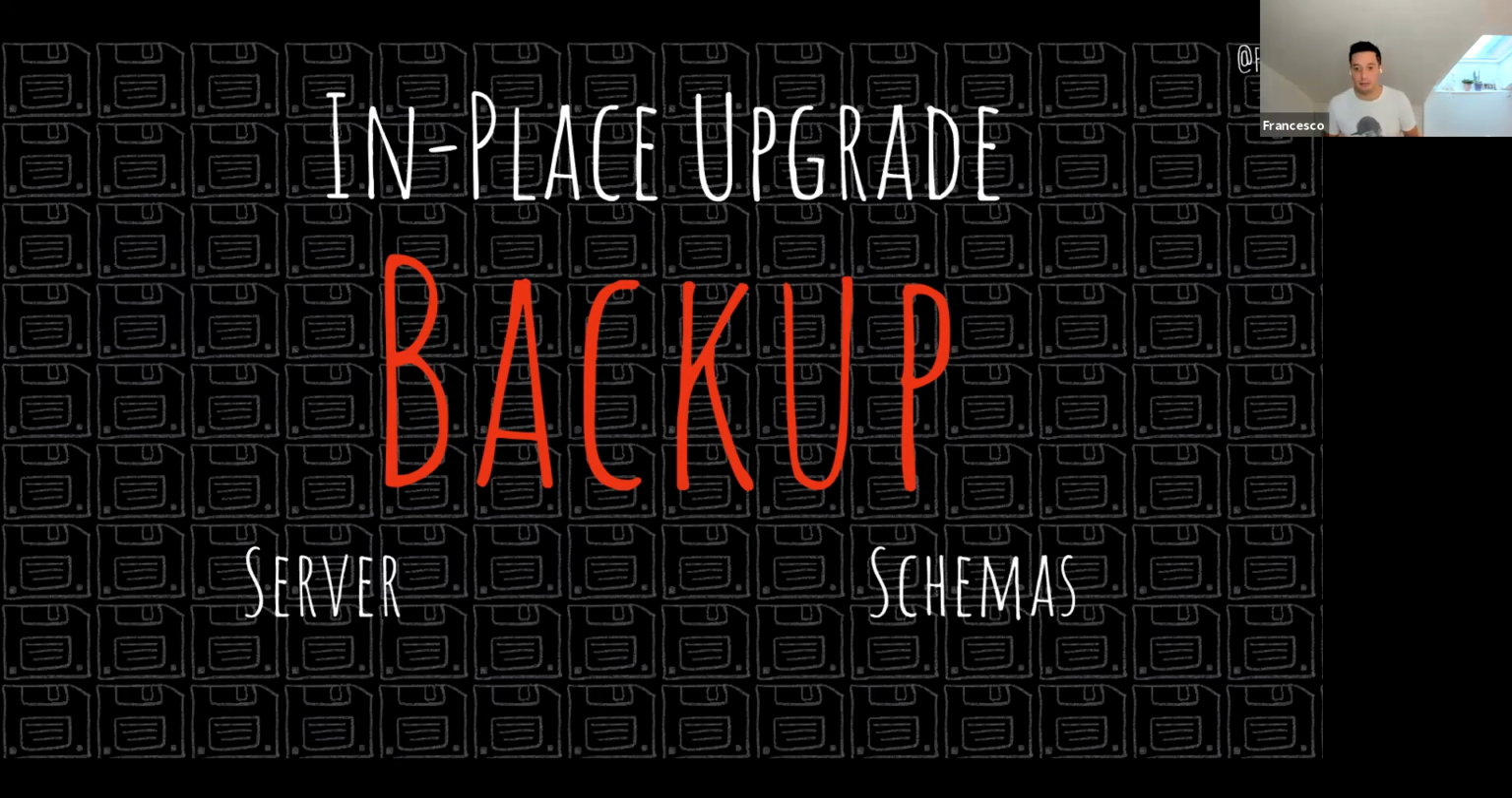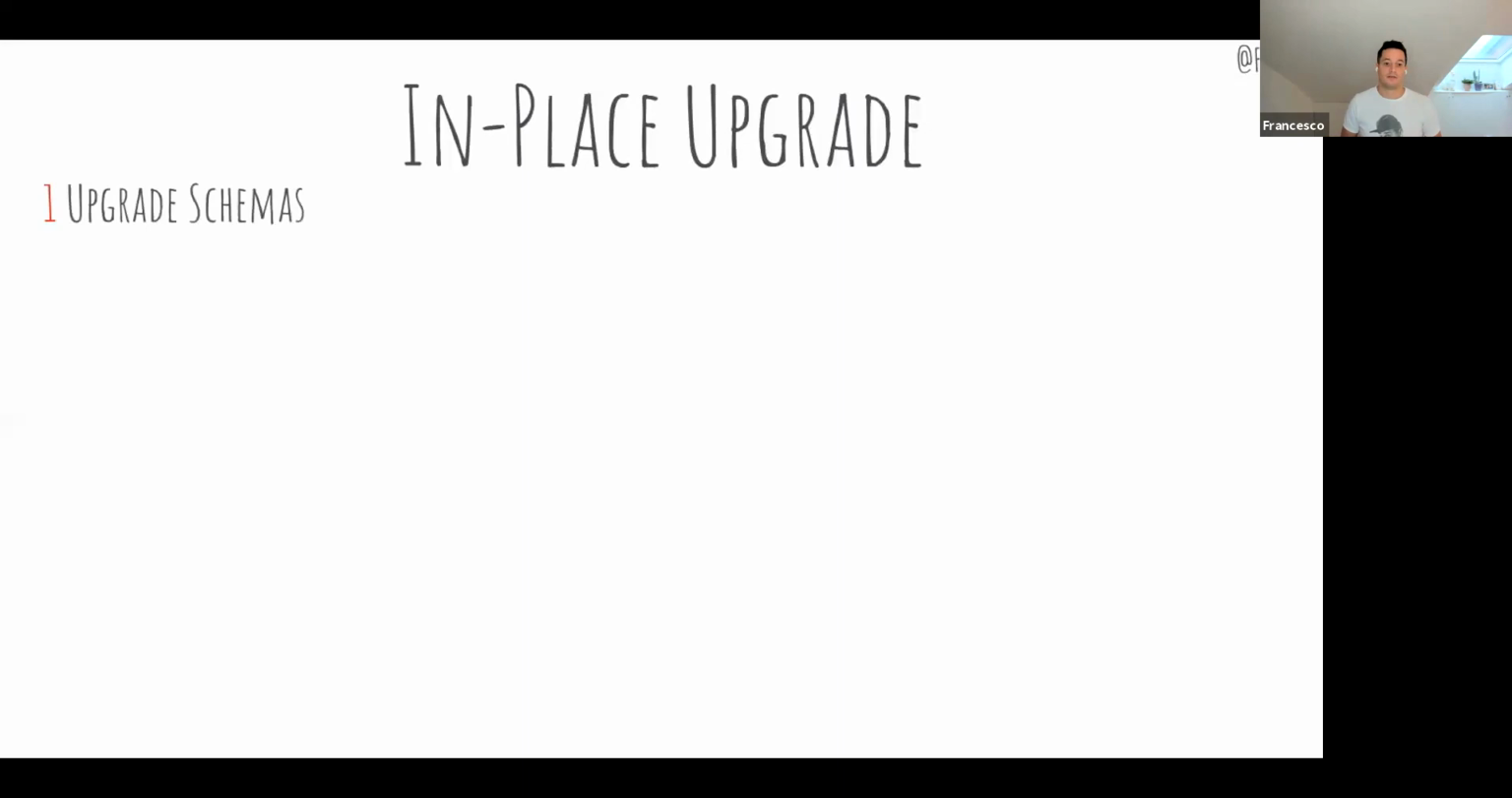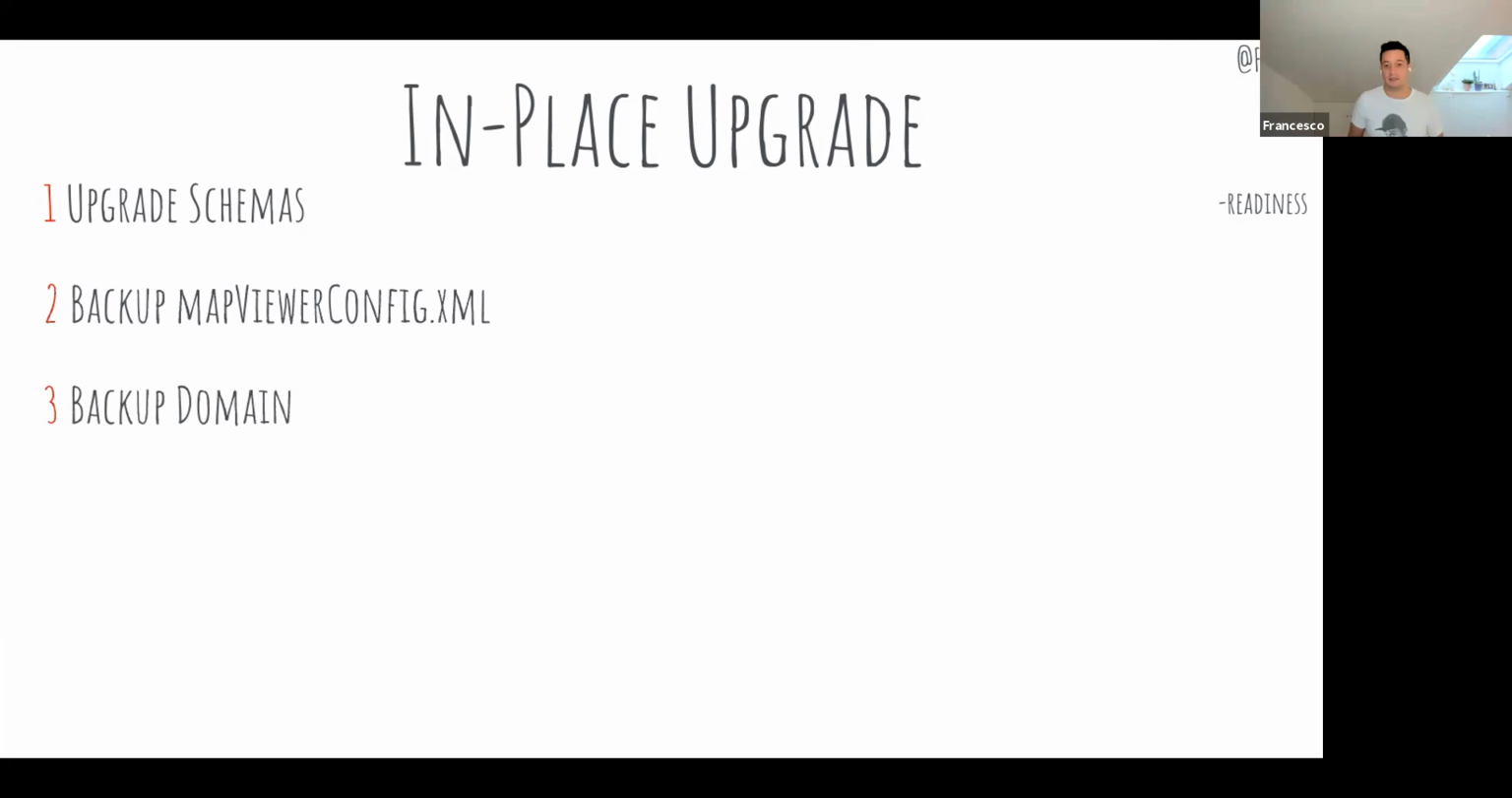So how does an in-place upgrade look like? First of all, you stop the platform and you need to upgrade the database schemas. You can also run the same command to upgrade the schemas with a readiness option that will only check that the schemas are ready to be upgraded. Then if you don't have a backup, you just have to backup additionally a file called mapviewer.config.xml, which contains the setting about the maps on the central BI system. Then, of course, you have to backup the domain if you didn't do it before.